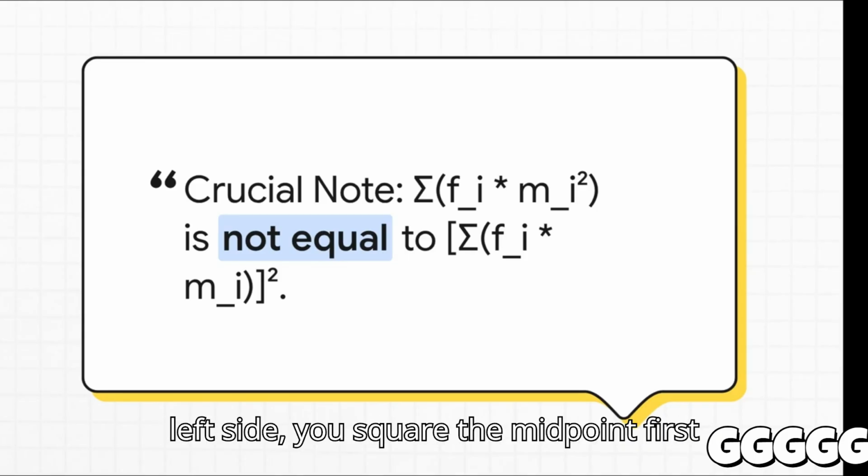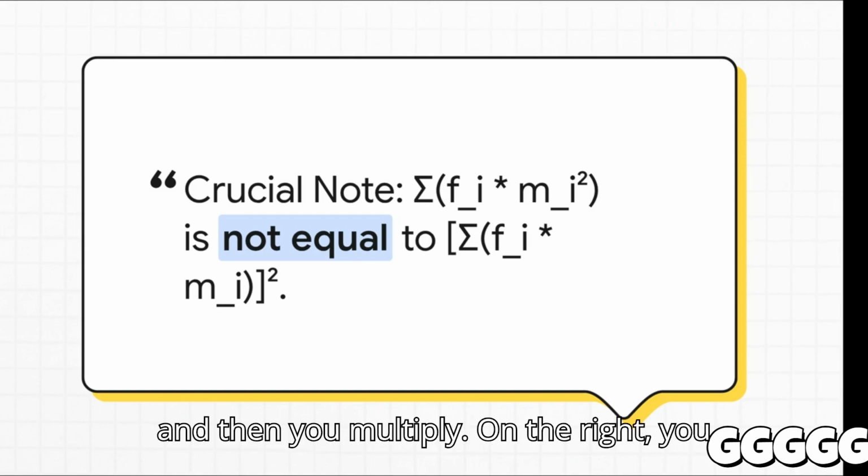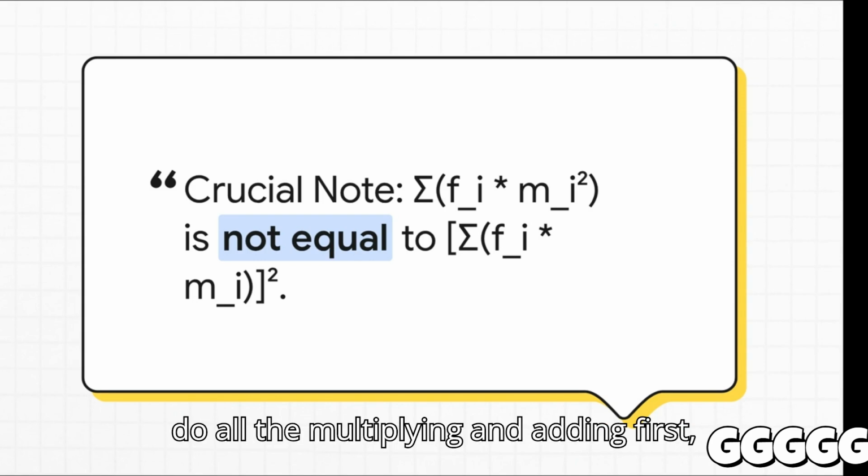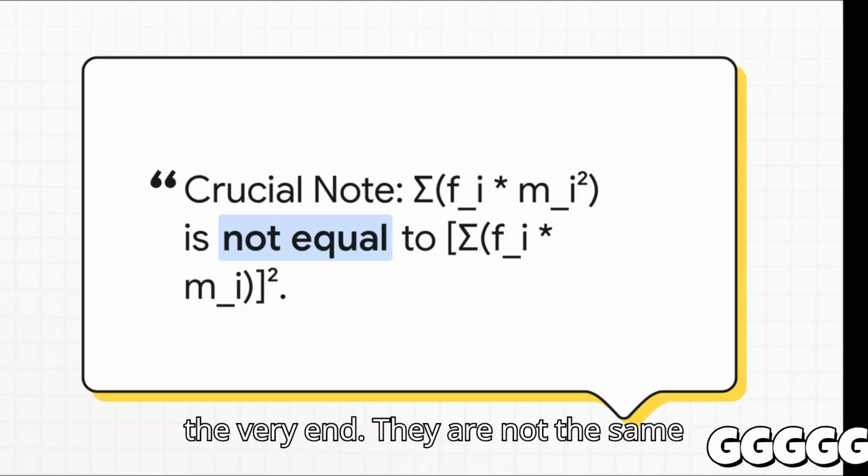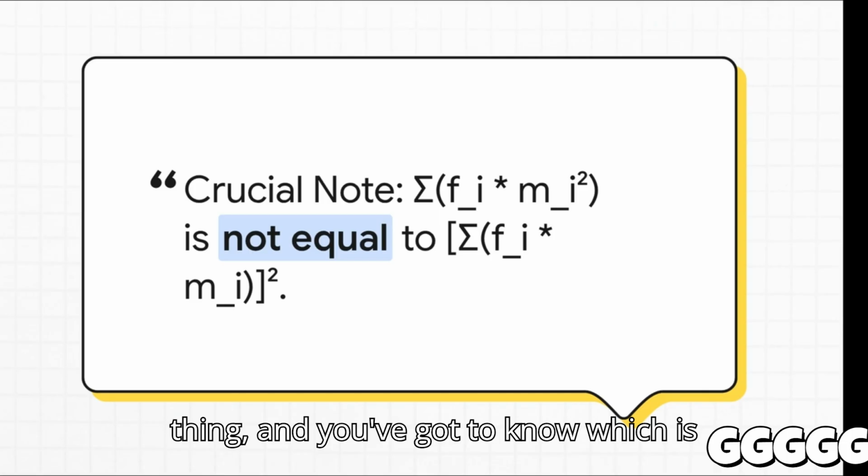On the left side, you square the midpoint first, and then you multiply. On the right, you do all the multiplying and adding first, and then you square the final total at the very end. They are not the same thing, and you've got to know which is which.